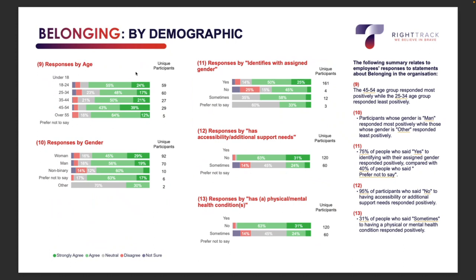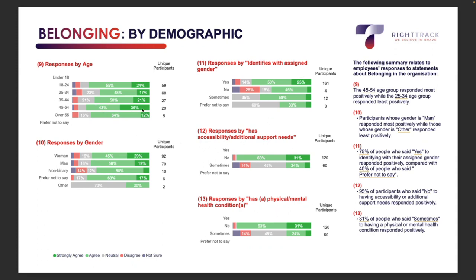So we've got age at figure 9, gender at figure 10, whether the individual identifies with their assigned gender at figure 11. 12 shows us people who have accessibility and additional support needs, and then 13 is a breakdown by physical mental health condition.